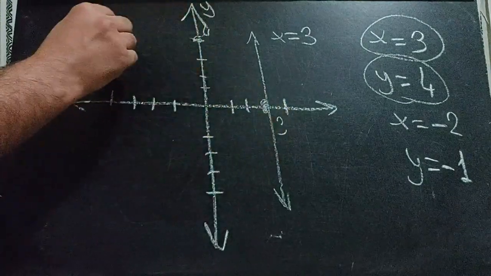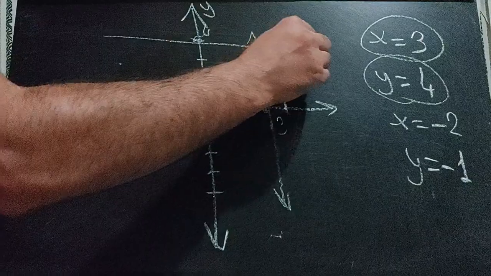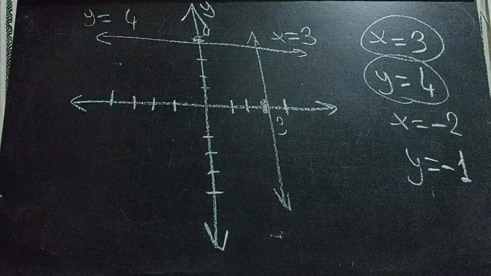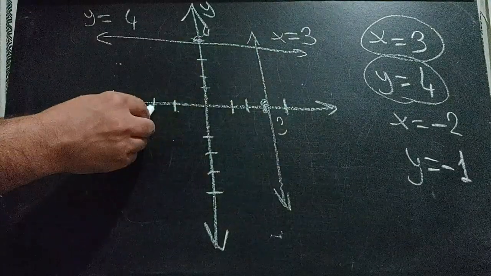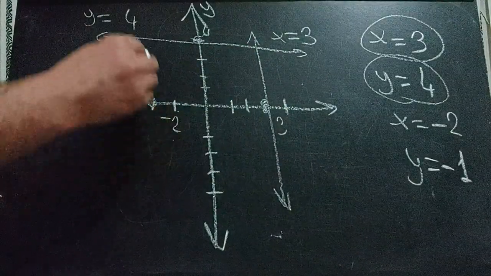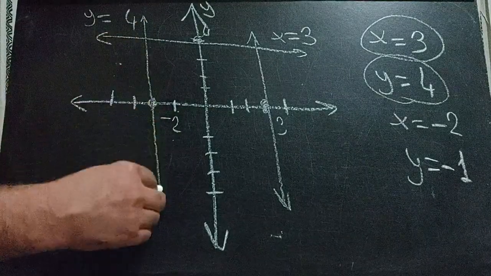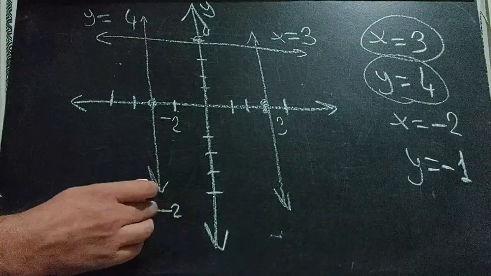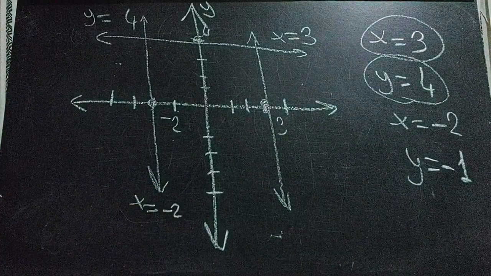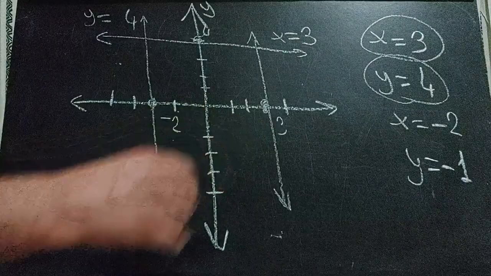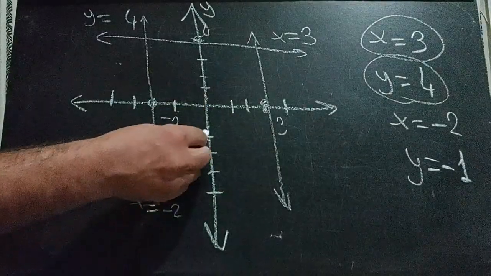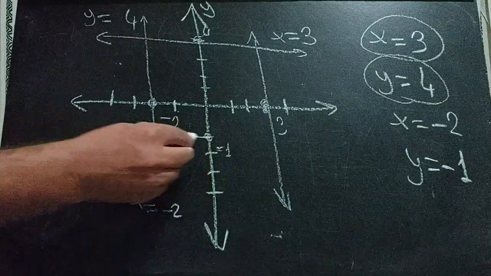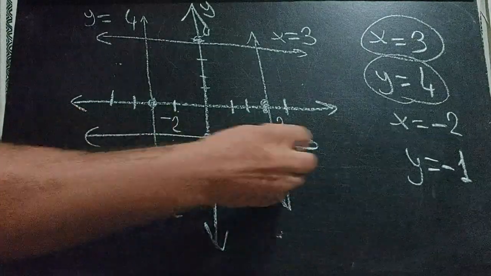That will be parallel to x-axis. Y equals 4. So now negative 2, 1, 2, negative side, which is this one, and parallel to y-axis. X equals negative 2. And for the other one, y equals negative 1, negative 1 will be this one. You will draw a line which is parallel to x-axis, which is going to be that.